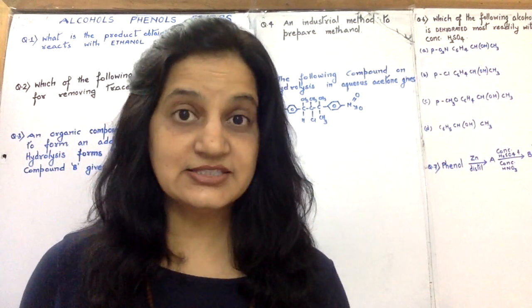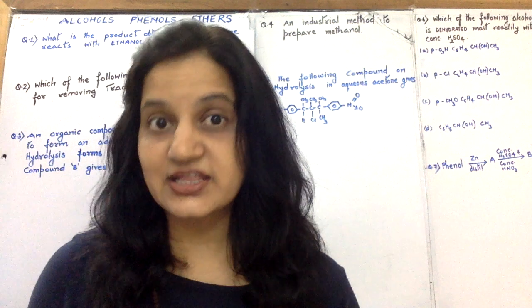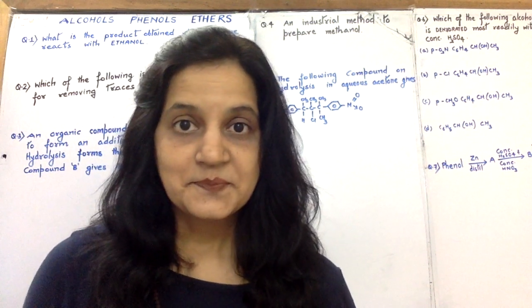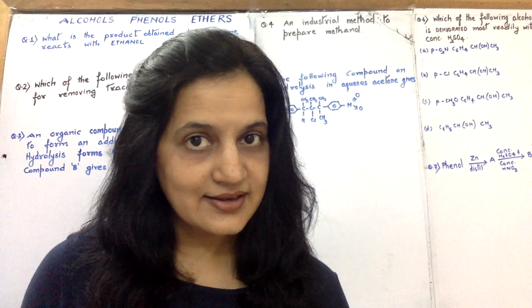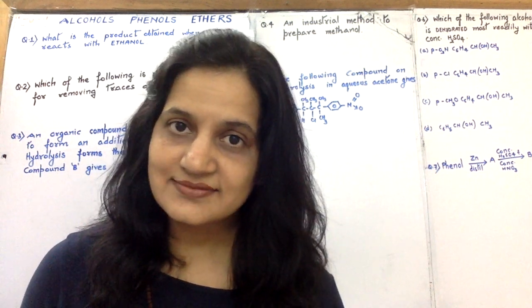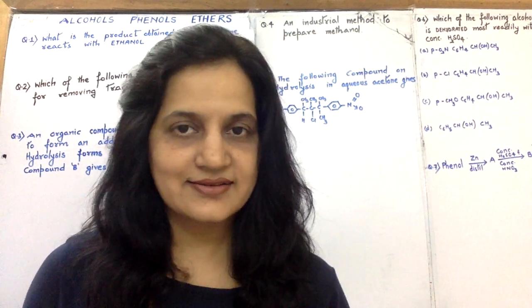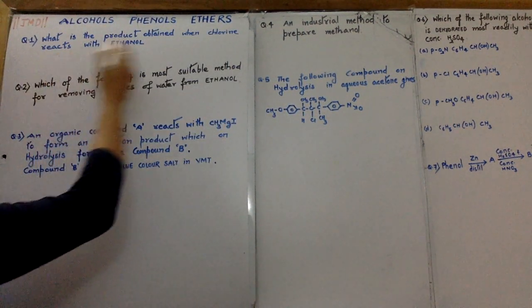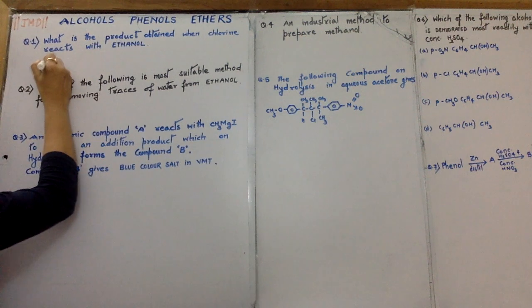Just for knowledge, ethanol is also called the grain alcohol, the spirit of wine, methyl carbinol, ethyl alcohol, alcohol, ethanol. Anyway, what is the product obtained when chlorine reacts with ethanol?